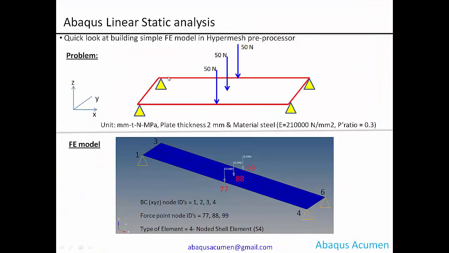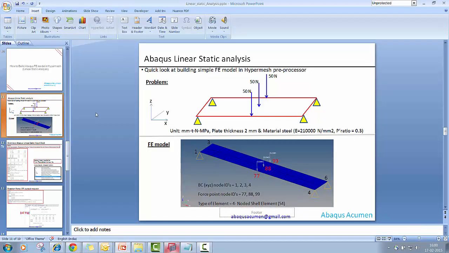In the problem, we have a simple plate, a simply supported plate with a thickness of 2 mm. Material is steel with these properties, that is modulus and Poisson's ratio. Modulus is 2.1e5 MPa and Poisson's ratio is 0.3. And we have this center load, 3-point loads with 50 Newton magnitude that is acting in the negative G direction. So this is the coordinate system. Let's see how to build this in Abaqus.